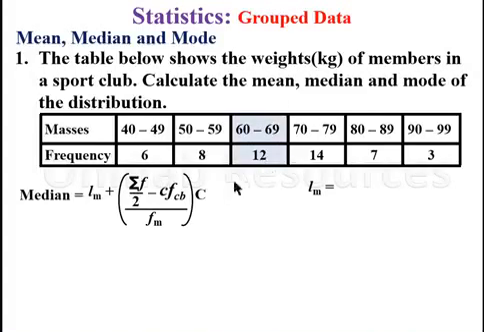So to get the lower class boundary of the median class, we look at the lower limit here and the upper limit of the class before it.